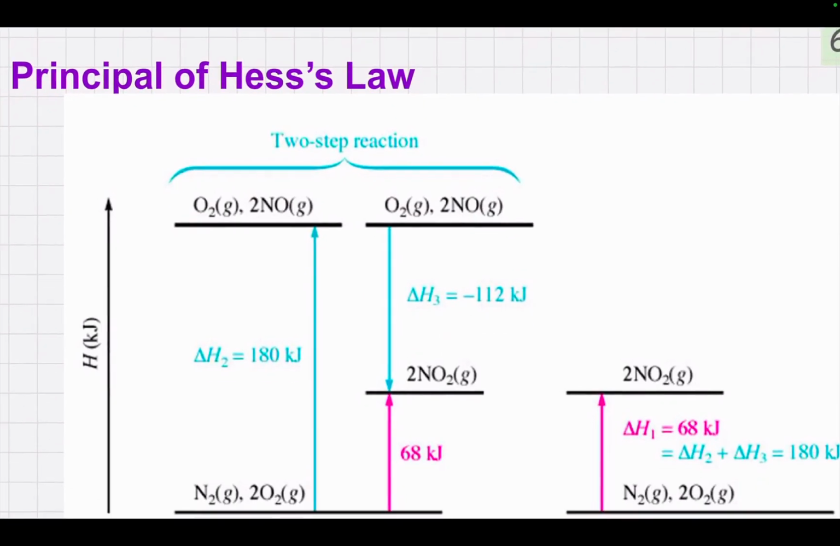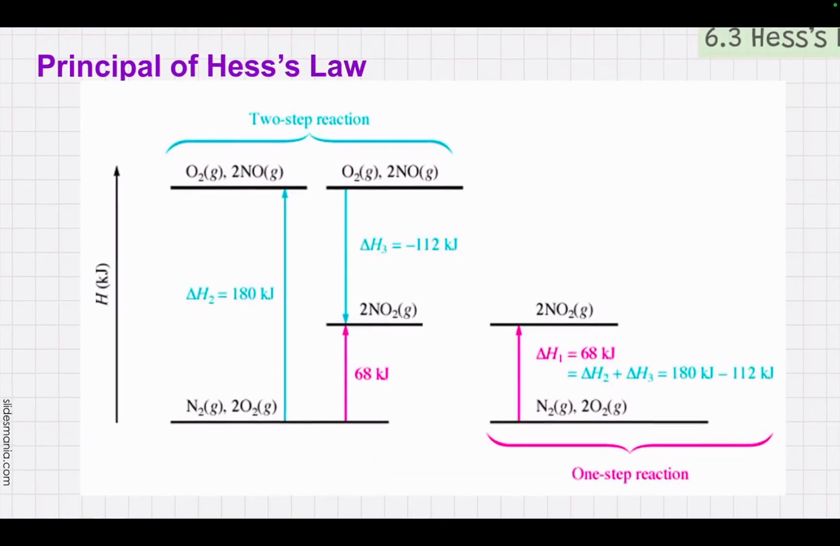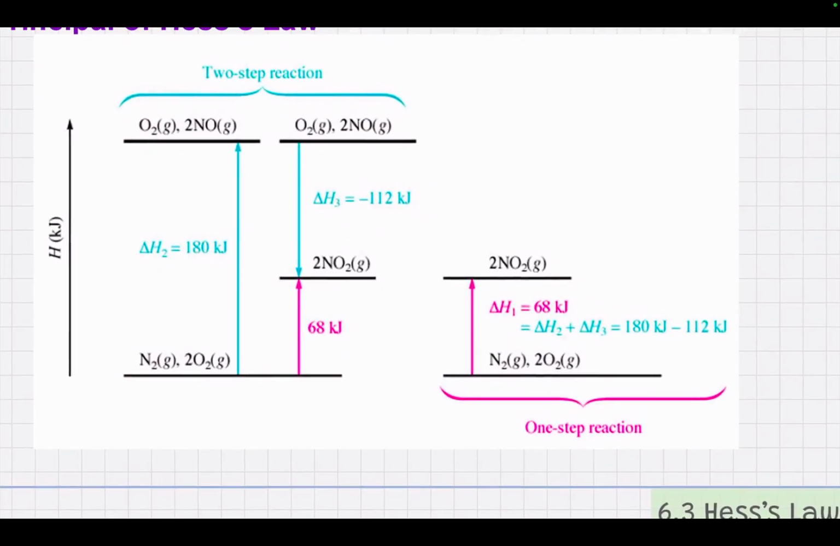So here's another way of looking at it. This is showing you in blue the two sub-reactions or steps. And you can see one is endo, one is exo. Overall, if you look at just the beginning reactants and the ending products on the right side, it's going to be equal to 68 kilojoules, which would be an endothermic process.